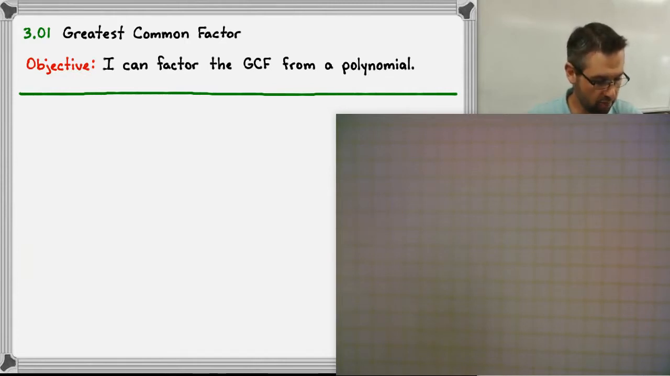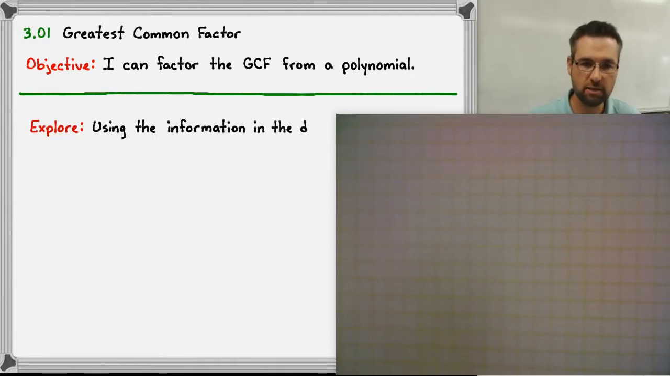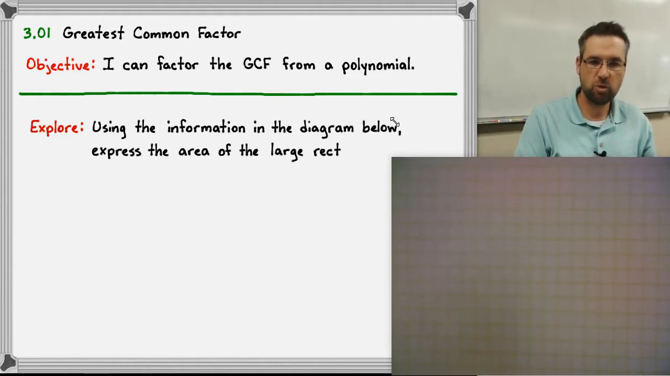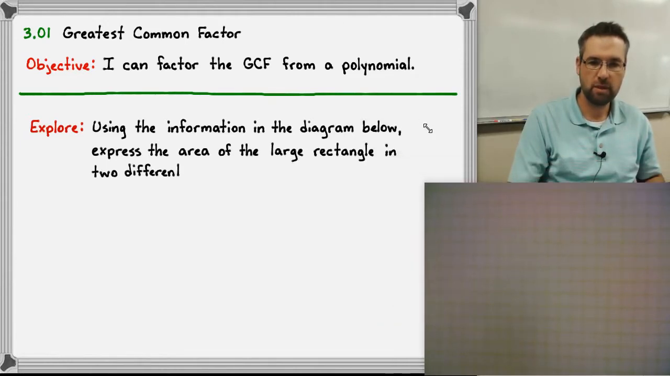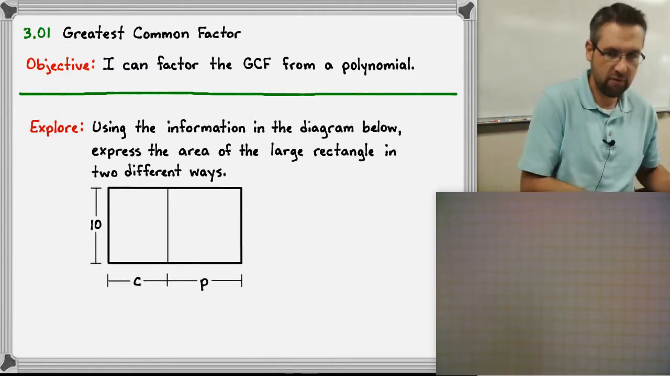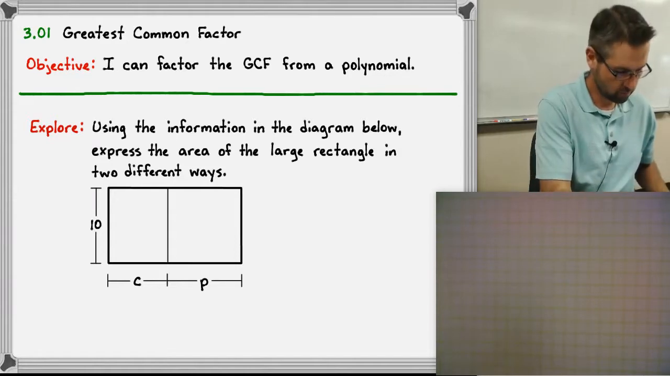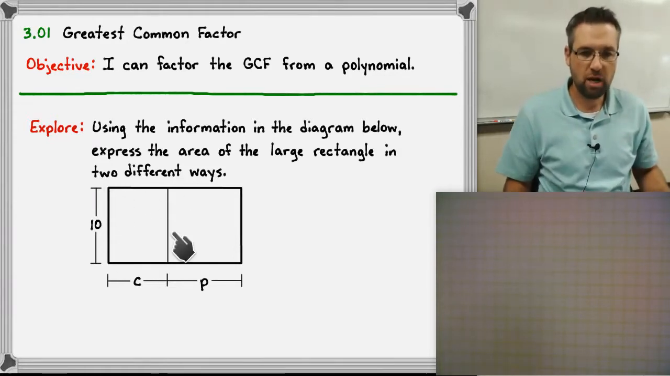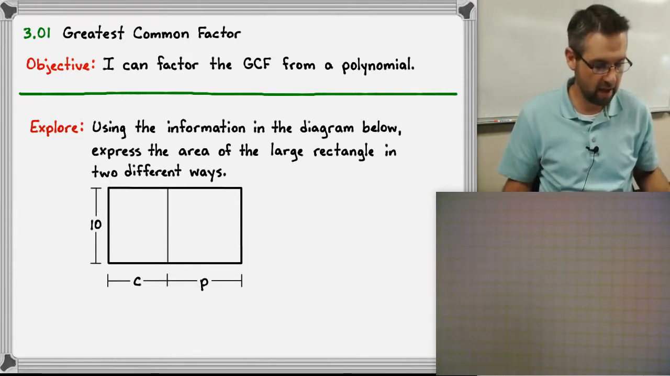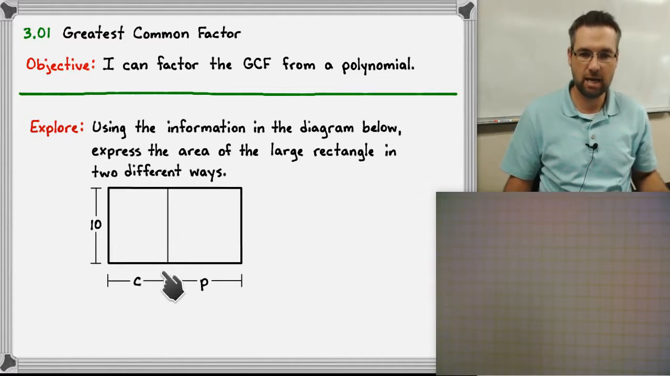Okay. So first things first, let's take a look at kind of an interesting thought. Using the information in this diagram, express the area of the larger rectangle in two different ways. So here we have a rectangle that is broken up into two pieces, right? So you have a small rectangle, another smallish rectangle, and then we have the big rectangle. Well, how could I find the area of that? Remember, the area is the amount of space inside the object.